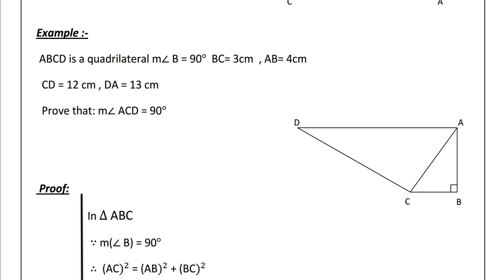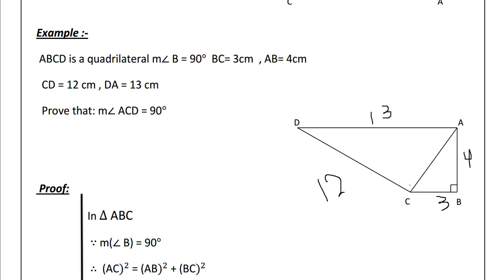ABCD is a quadrilateral, and the quadrilateral means it has 4 sides. Measure of angle B is 90 degrees, BC is 3 centimeters, AB is 4 centimeters, CD is 12, DA is 13. Prove that the measure of angle ACD is 90 degrees, this angle.